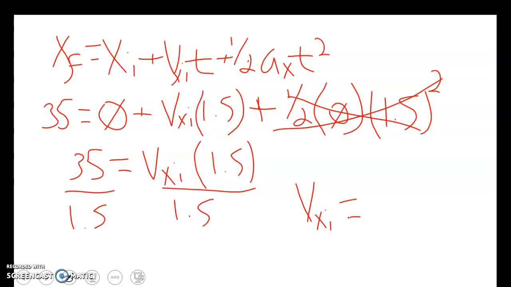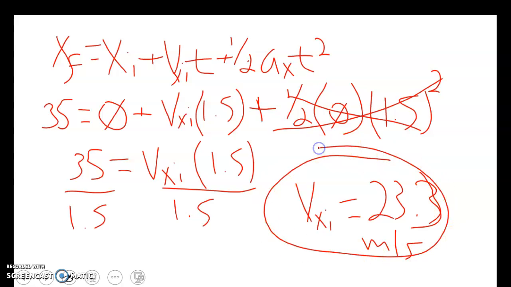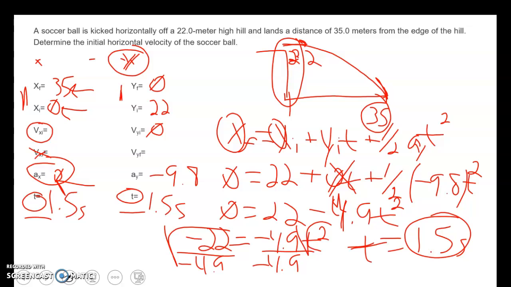And that comes out to be, lost my notes there, 23.3 meters per second. And that's the horizontal velocity that I launch at. So that answers the initial horizontal velocity of the soccer ball.